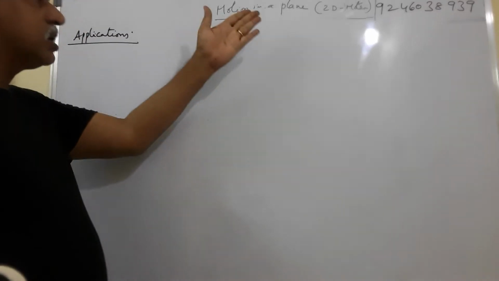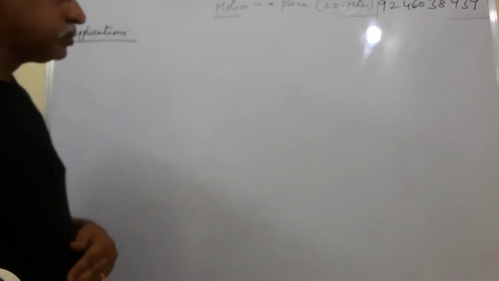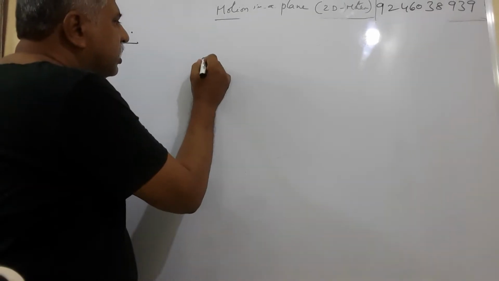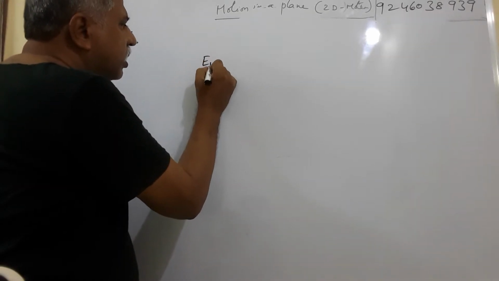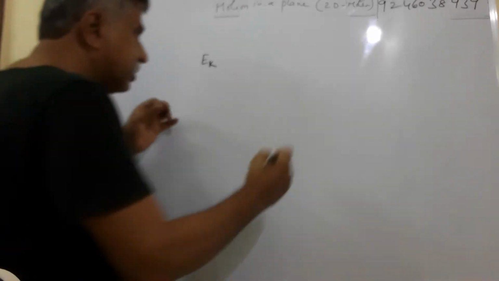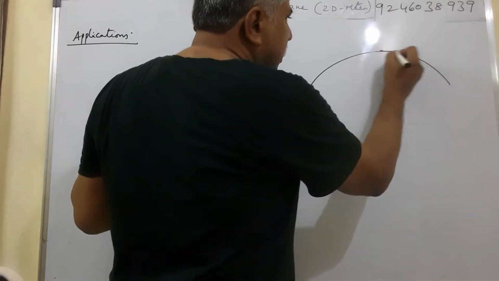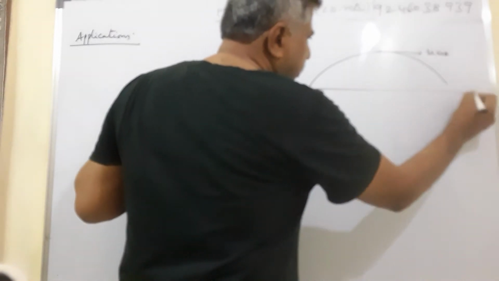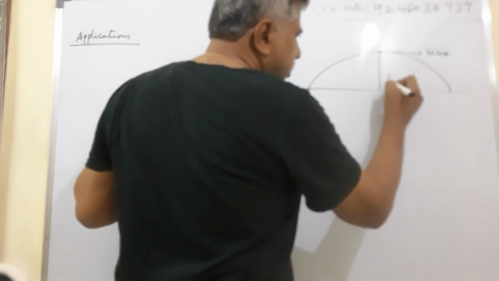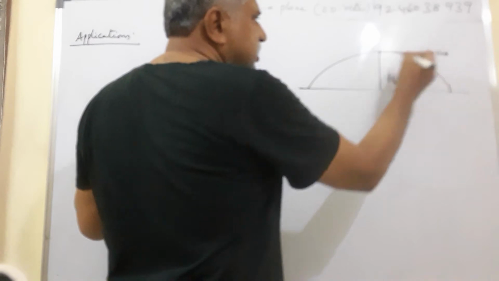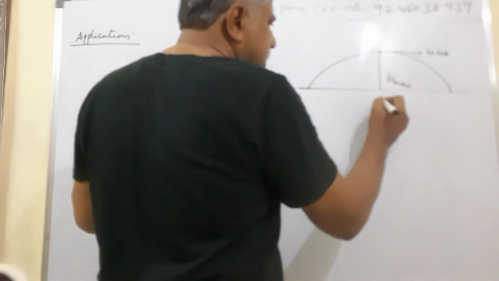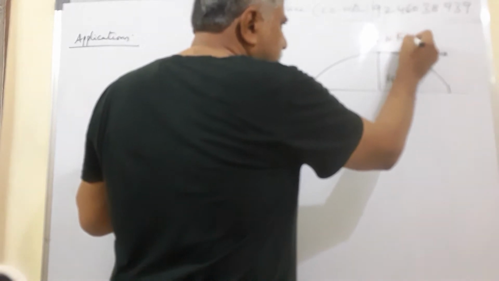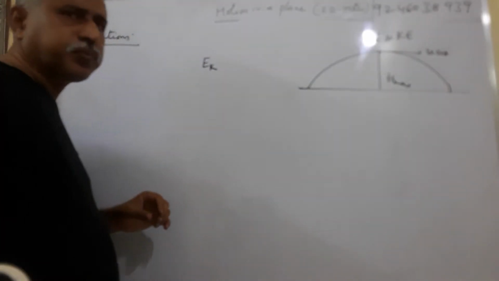Applications of motion in a plane. For example, the kinetic energy of a projectile at maximum height. What is the velocity of a projectile at maximum height? u cos theta is the velocity of a projectile at maximum height. At H maximum, the velocity is that much. We want to find the potential energy, PE, and the kinetic energy, KE, and find the ratio of those two.